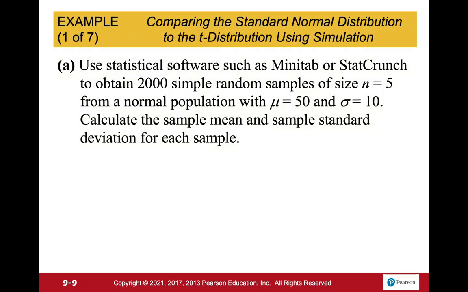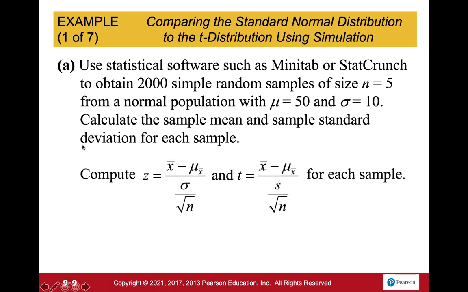Use statistical software such as Minitab or StatCrunch to obtain 2,000 simple random samples of size n equaling 5 from a normal population with mu equaling 50, standard deviation equaling 10. Calculate the sample mean and the sample standard deviation for each sample. So again, we're changing from the z-score to looking at the t-score. So z-score of all this data, t-score of all this data, and draw the histograms for both.